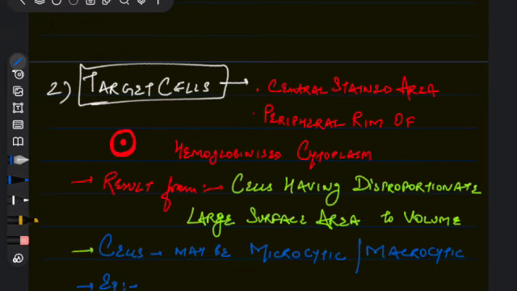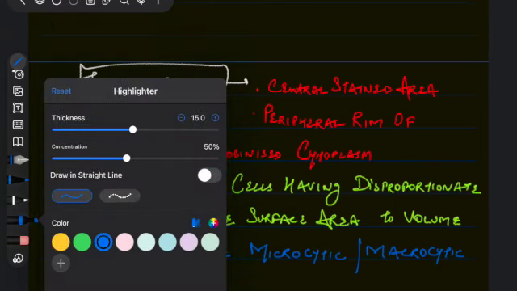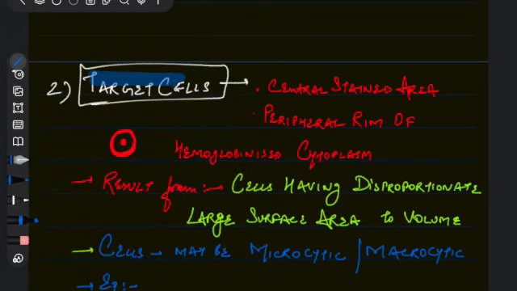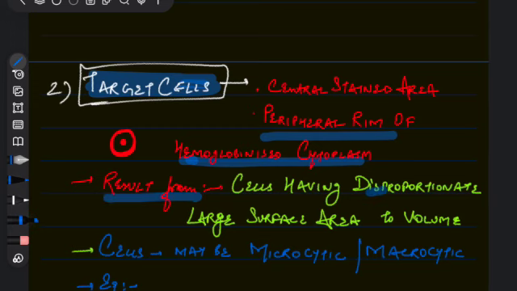These cells are very important for your exams, and in every second or third slide you can find a target cell in the lab. So what are target cells? Target cells have a central stained area with a peripheral rim of hemoglobinized cytoplasm, which means the hemoglobin moves to the periphery of the RBCs. These cells result from a disproportionately large surface area to volume, which means the RBCs have a larger surface area as compared to their volume.